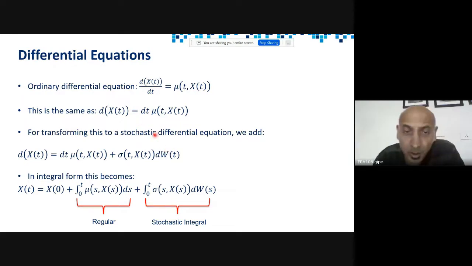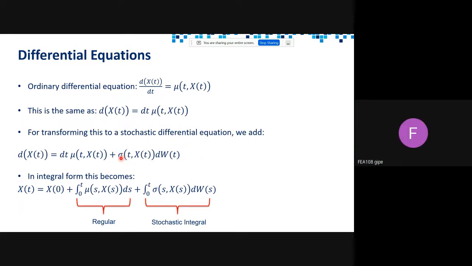But in a stochastic differential equation, we add this term: sigma of t of xt, and we multiply it by d of wt. That's the only thing that we do.